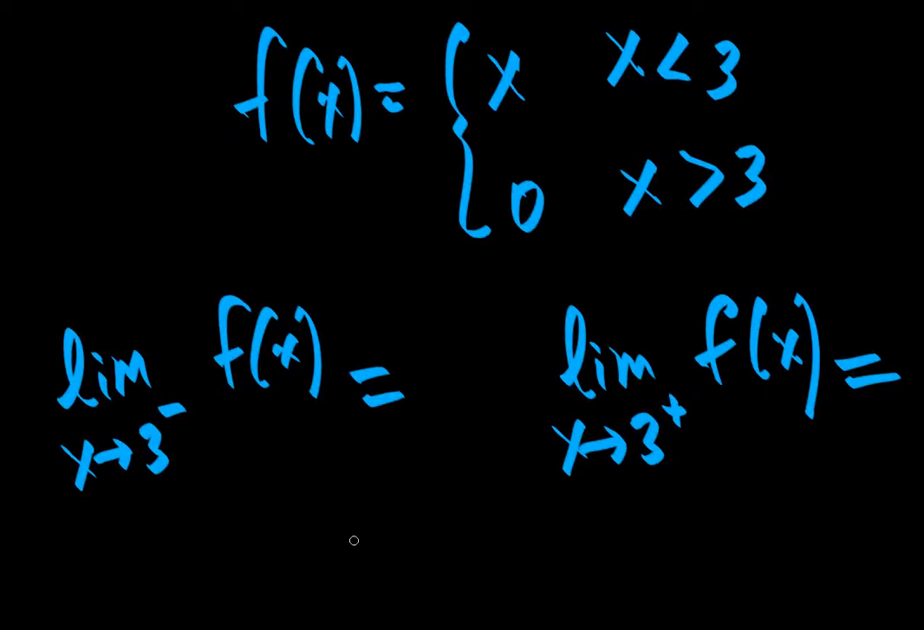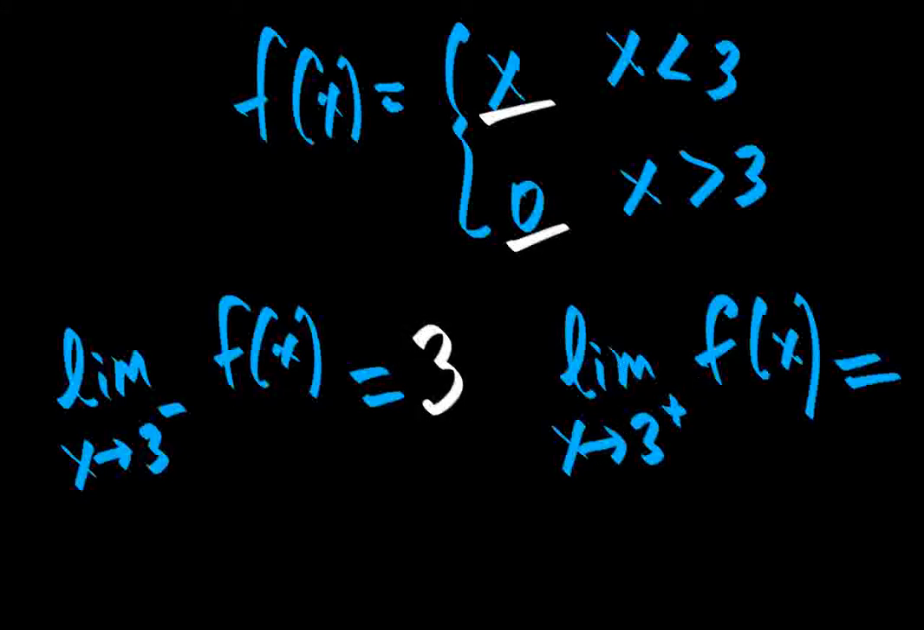Now, this particular function that we just talked about raises an important question. We have some function, and it's a piecewise function, and it's curious because to the left of 3, the function is equal to x, y equals x, and to the right of 3, the function is equal to 0. And we found that the left-sided limit, as x approaches 3 from the left, of that function is 3.